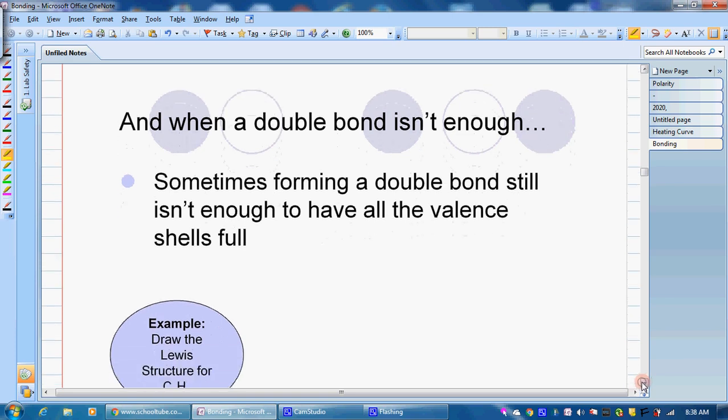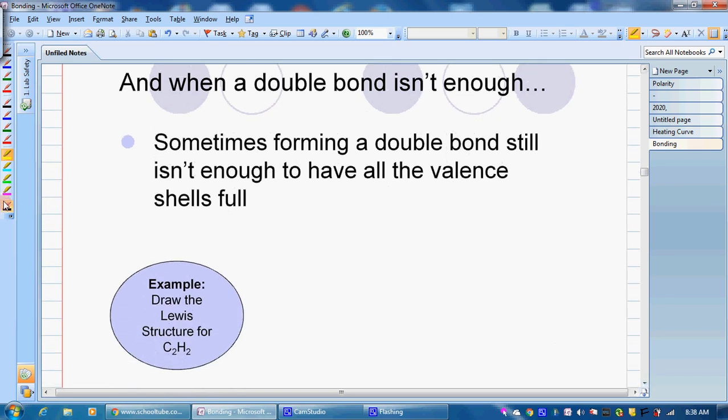Okay, so sometimes a double bond isn't going to be enough. So let's look at this example. This time we have 2 carbons, 4 electrons each, and we have 2 hydrogens that have 1 valence electron each. So if we add those up, 4 plus 4 is 8, plus 2 more gives us 10. Carbon wants 8 to be stable, and hydrogen wants 2 to be stable. So again, 16 plus 4 gives us 20. So now the difference this time is 10, and if we divide 10 by 2, that tells us we need 5 bonds in this structure.